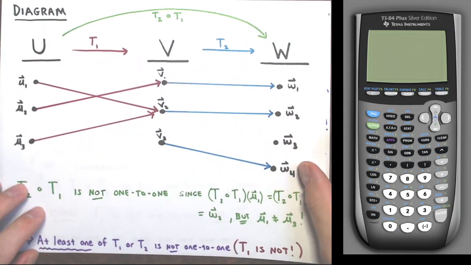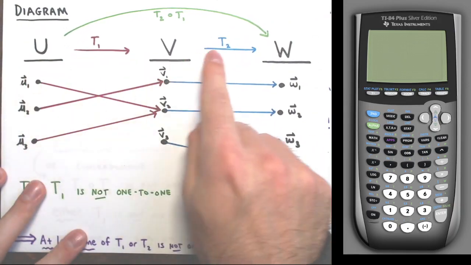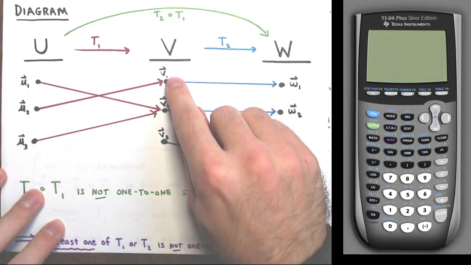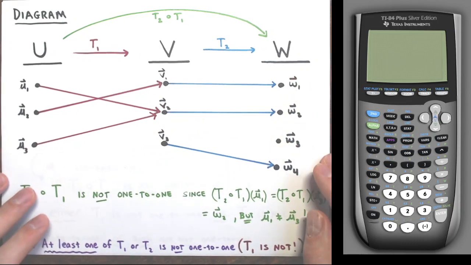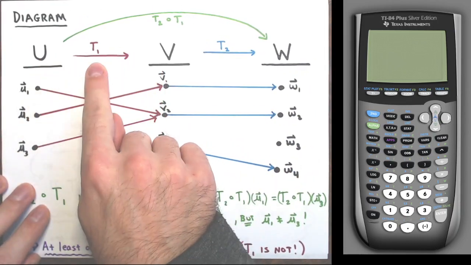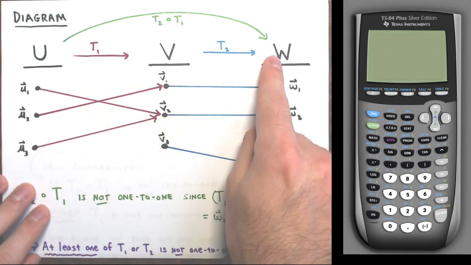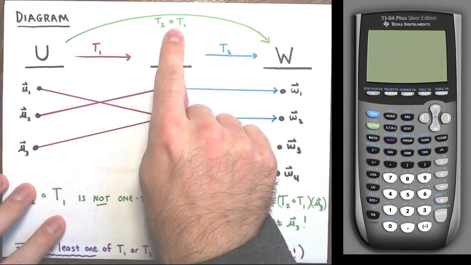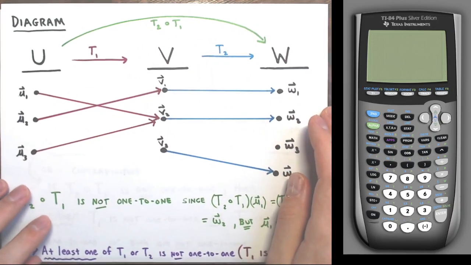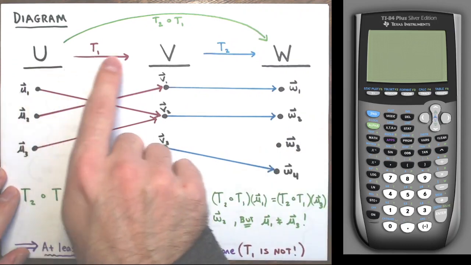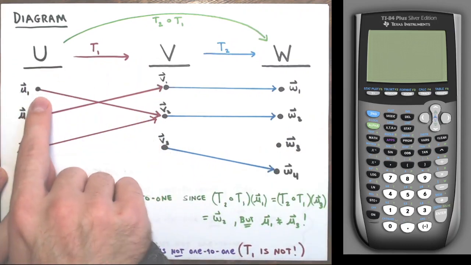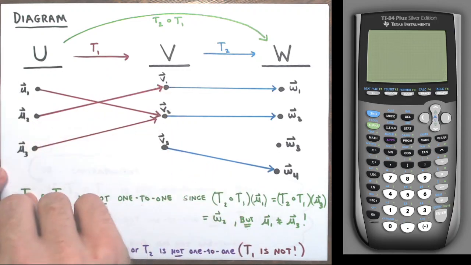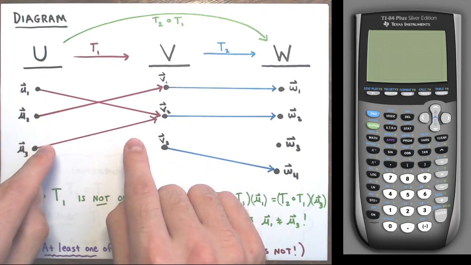So here, say I've got vector spaces U, V, and W, and there's just a few vectors: 3 vectors in this one, 3 vectors in this one, 4 vectors in this one. Going from U to V, that's transformation 1. From V to W, that's transformation 2. And from U to W, that's the composite, T2 composed with T1. Here's transformation T1. It sends U1 to V2, U2 to V1, U3 to V2. So can you see that T1 is not one-to-one?